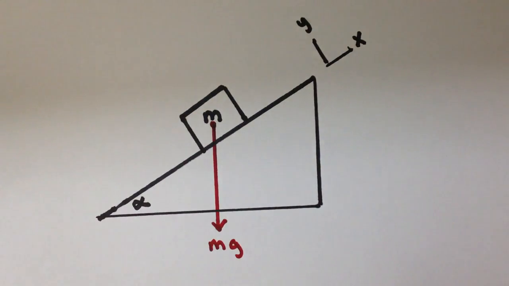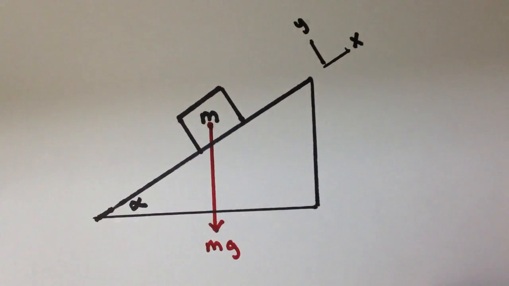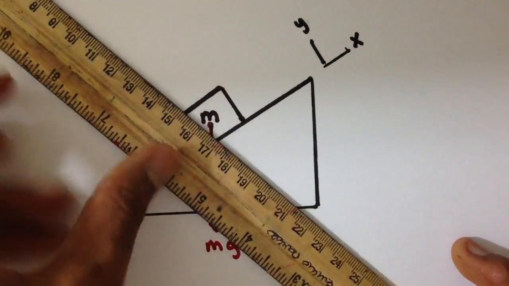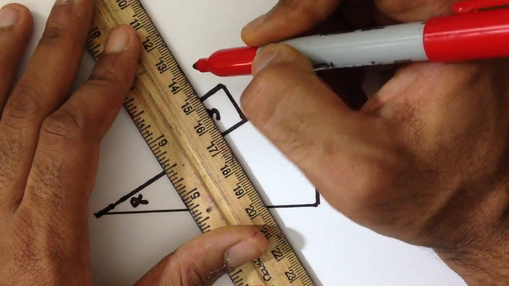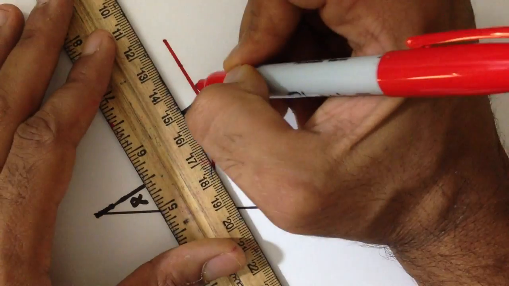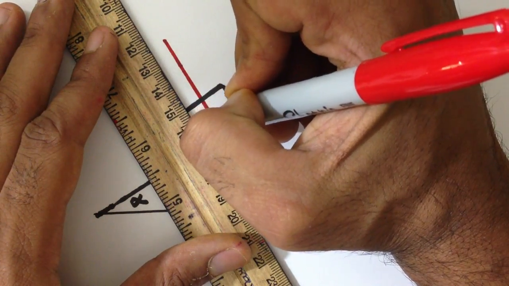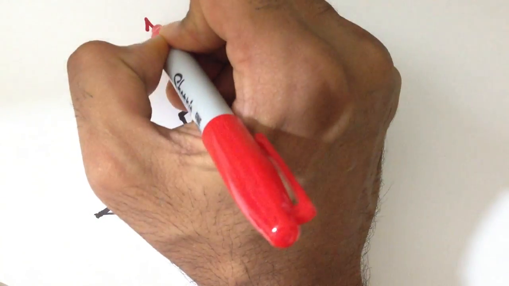We also have the normal force. This force exists when two surfaces are in contact, and the normal force is always going to be perpendicular to the surface it is in contact with. So here, let's draw the normal force. This is the normal force. We will designate it N for normal.